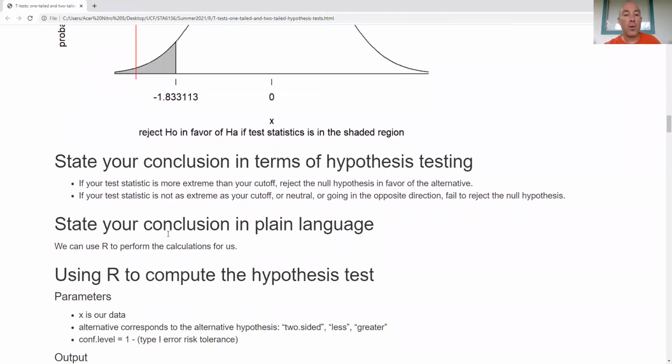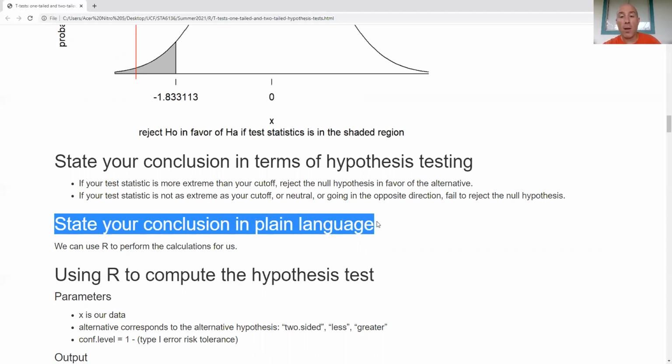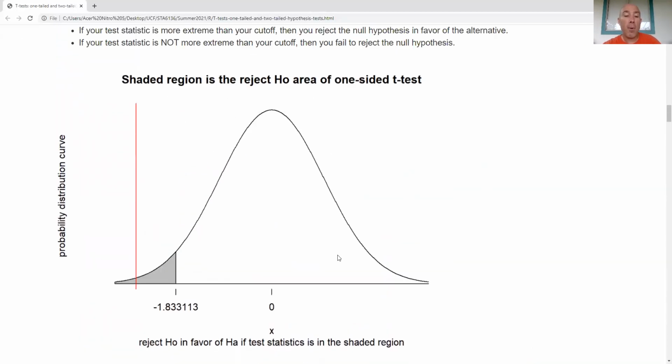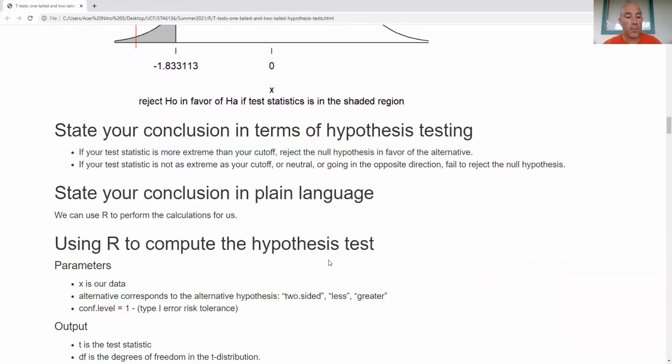Now I'm going to state the conclusion of my hypothesis test. Okay, so I conclude that I have strong data against the null hypothesis. Therefore, I conclude that the null hypothesis is not the way to go. I reject the null hypothesis in favor of the alternative. Okay, now the next thing I'm going to do is state my conclusion in plain language. So it looks statistically like the population average is less than 0, is how I would word this.